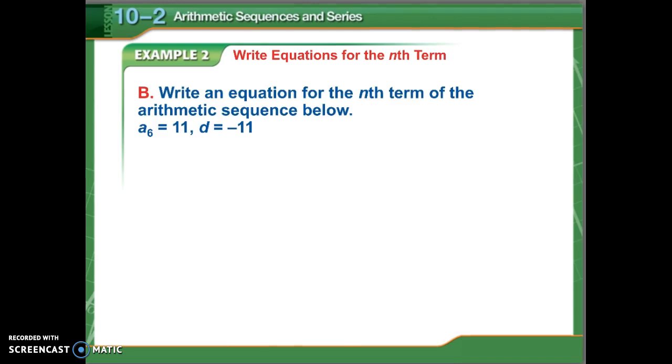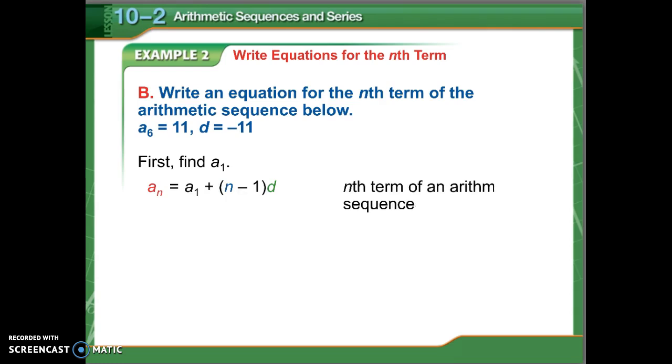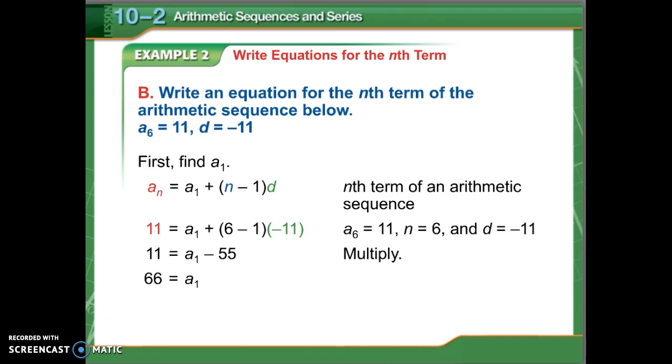For part B, we're going to write an equation for the nth term given only the 6th term and a common difference. When you're given this, the first thing you want to do is work backwards to find what the first term would have been. So if you know the 6th term is 11, then n would be 6, and a sub n would be 11. d is -11. You can plug all that in. This will simplify down to help you solve for a1.